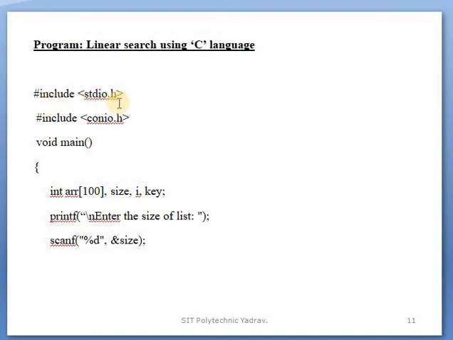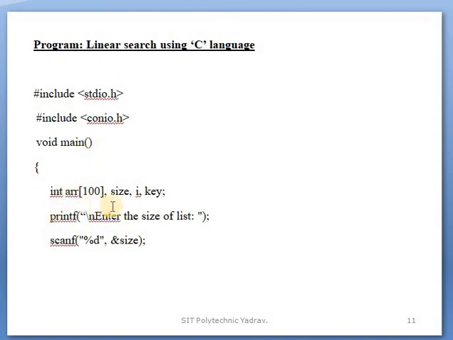Include stdio.h, and include conio.h. These are the two header files. Okay. Void main is the function. You already learned these in the previous C language subject, so I am not going into details. You already know these are the header files, and void main is the main function. Through this function your program starts.